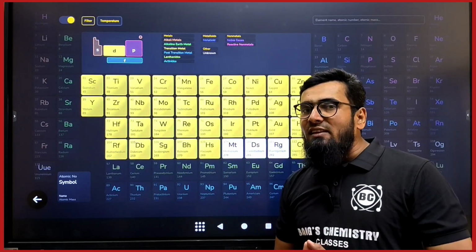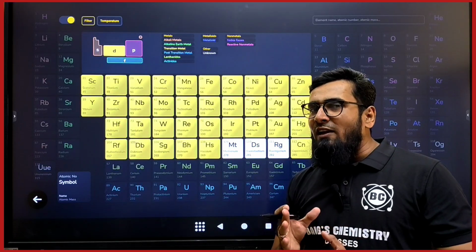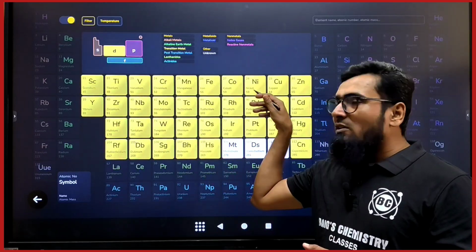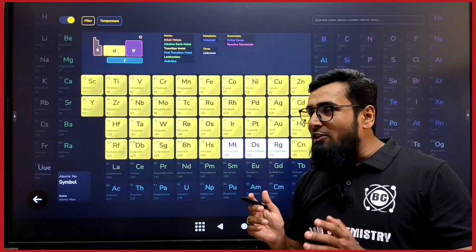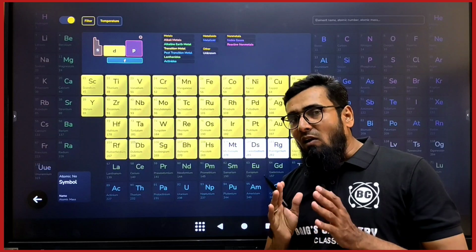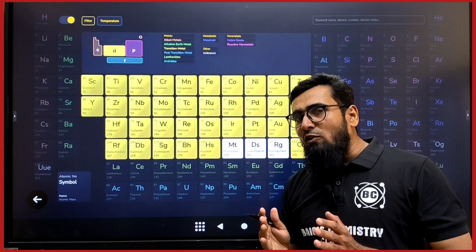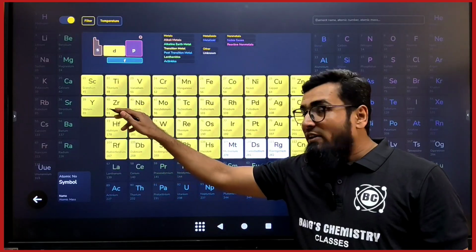It is called the 4D series because when you write the electronic configuration of these elements, the last electron will enter into 4D. In the first row, that is the 3D series, the last electron, when you are writing the electronic configuration, enters into the 3D subshell. And in this second row, the 4D series, the last electron enters into the 4D subshell.